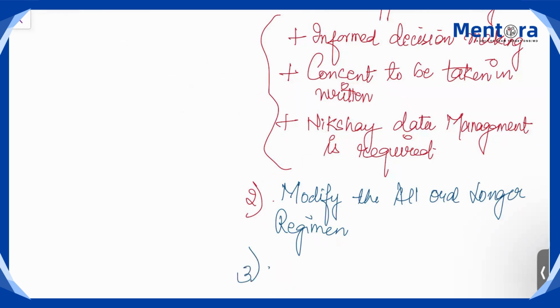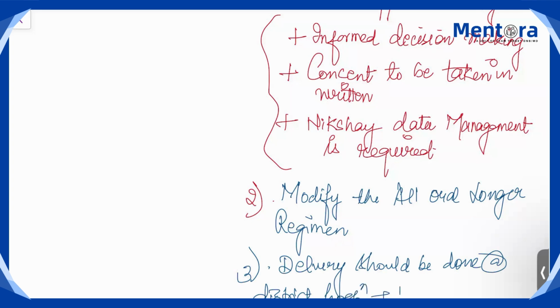And third important thing, delivery should be done at the district hospital. So delivery should be done at district hospital where there is an NICU facility. So where there is NICU facility, delivery should be done here.